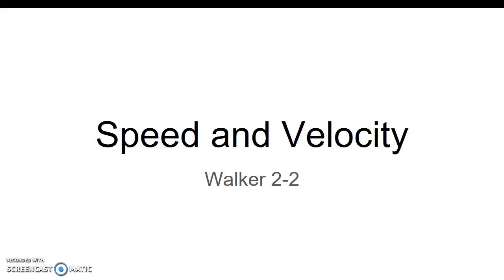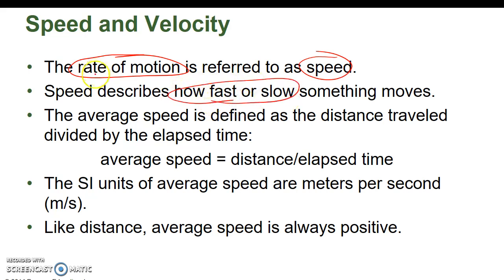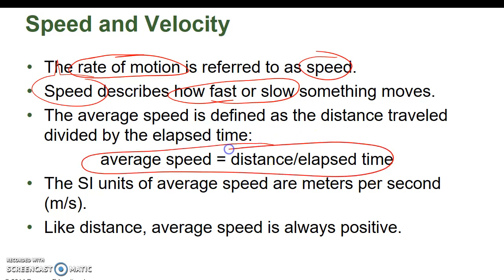All right, next up is the discussion of speed and velocity. So, what is speed? Speed is the rate of motion. So speed is how fast we're moving. How fast or slow something moves is our speed. To find average speed, we take distance over time.